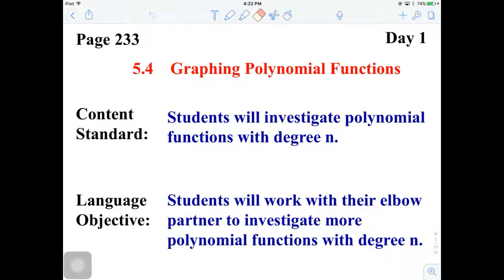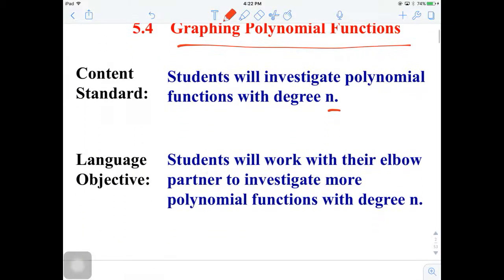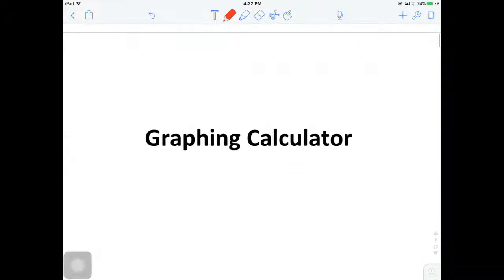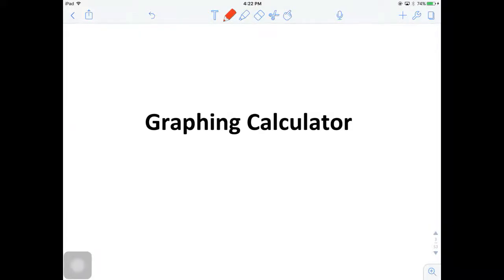And we will be exploring the different graphing polynomial functions to see what the characteristics of the degree n polynomial functions will look like and how they are related to the graphs. So we're going to be using Desmos, so make sure that you have your Desmos logged in side by side so you can follow along. Also make sure that you have the graphing calculator handy again.